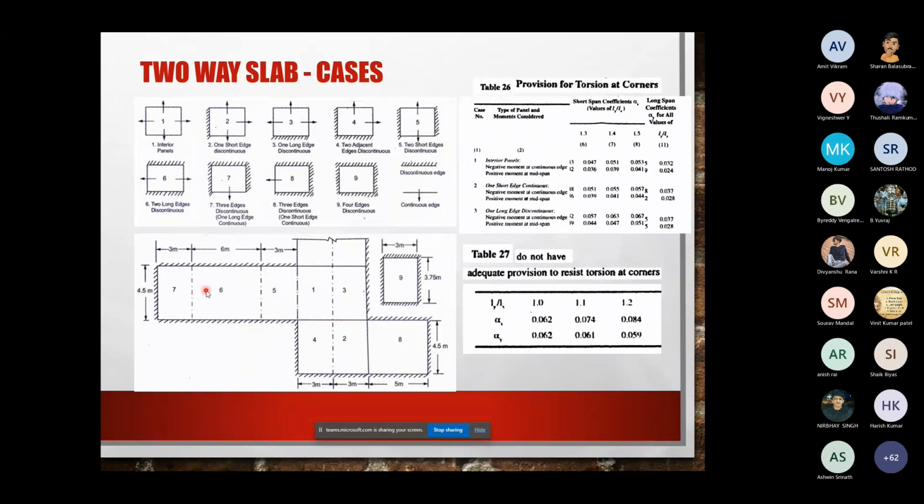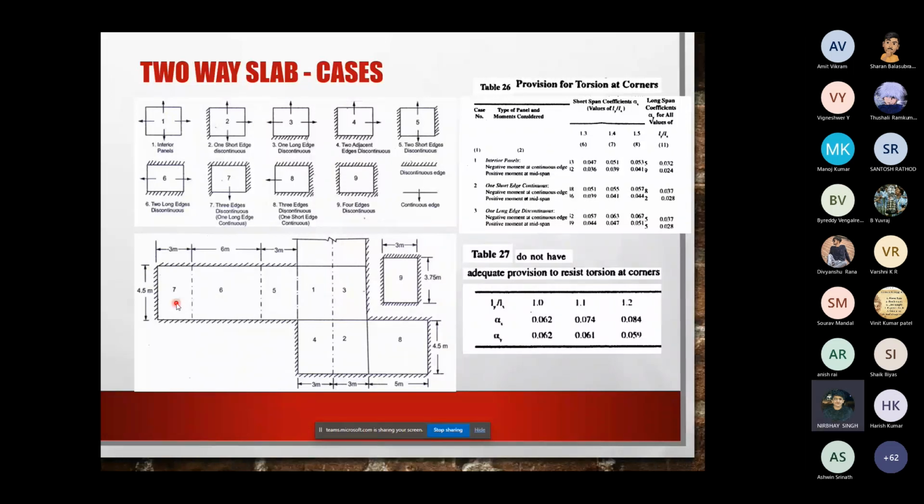So if you just look at this, this is a floor system somewhere. Okay, so you have different slabs, 1, 2, 3, 4, 5, 6, 7, 8, 9. I can just ask you about some three different slabs and you can tell me what support condition it is with reference to the cases above. For example, if I take panel number 7, what case does this fall under?